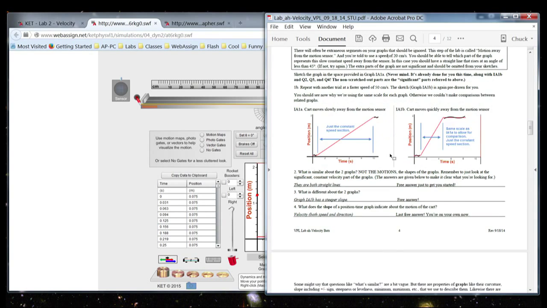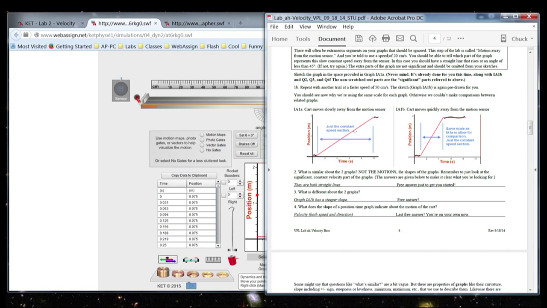Something else down here at the bottom. This is the first time I ask you to answer a question. What's similar about these two graphs right here? Not the motions, the shapes of the graphs. This is a biggie. This is one of the places where people write in asking questions, because when it says what's similar about the graphs, they'll say things like both cars were going to the right, but one was going faster. That is completely wrong, because that has nothing to do with the question. The question says what about the graphs? Well, what is similar about these two graphs?